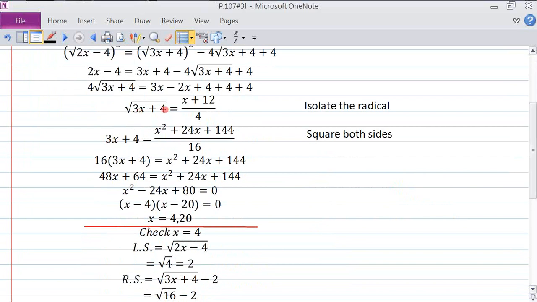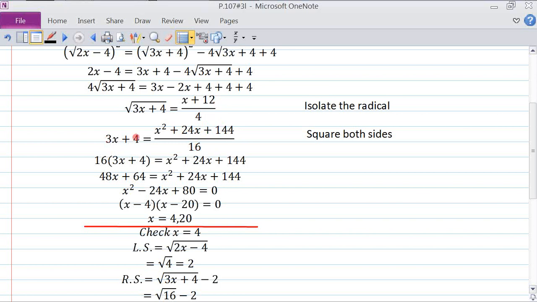And if I square this side, I get this. If I square this one, I square the numerator first, I get x plus 12 times x plus 12, I get x squared, plus inner is 12x, outer is also plus 12x. I sum those, I get 24x, and the last times the last becomes 144. When I square the denominator, I get 16.